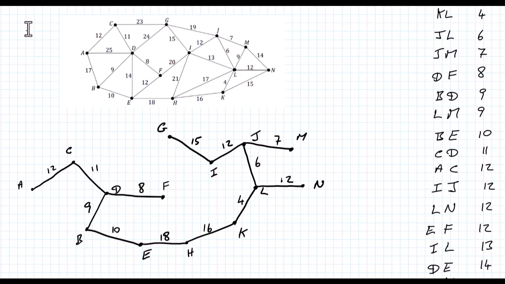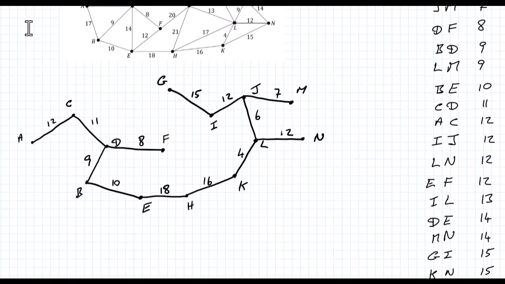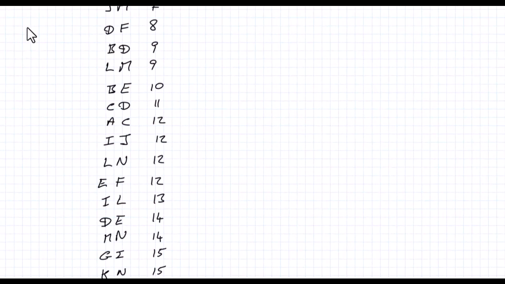Now if you add all of these weights up here, you get a total distance of 140 kilometers. Okay, so that's our minimum spanning tree using Prim's algorithm. Let's have a look at Kruskal's algorithm here.